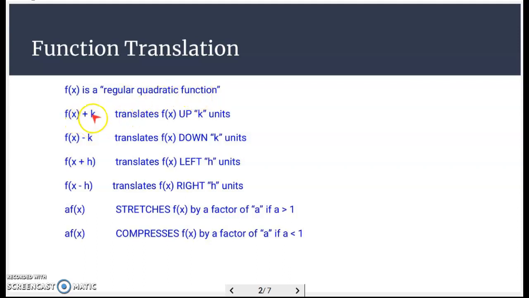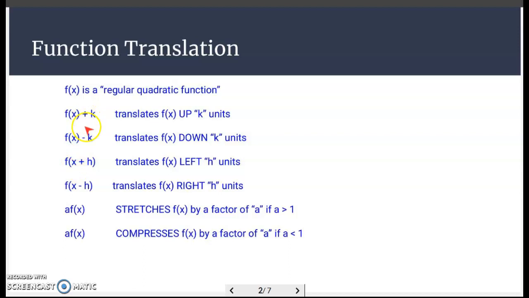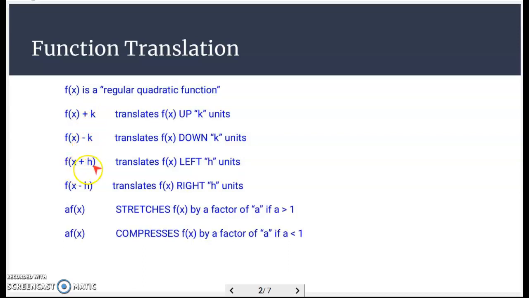If you add a number to the function, you'll translate it up that many units. If you subtract a number from the function, you will translate it down that many units. Now this kind of makes sense, positive up, negative down, especially when dealing with the y-axis. But on the x-axis, it's kind of the opposite. When you see f of x plus h, you're translating it to the left h units. If you see f of x minus h, you're translating the function to the right h units. So positive left, negative right when translating horizontally.